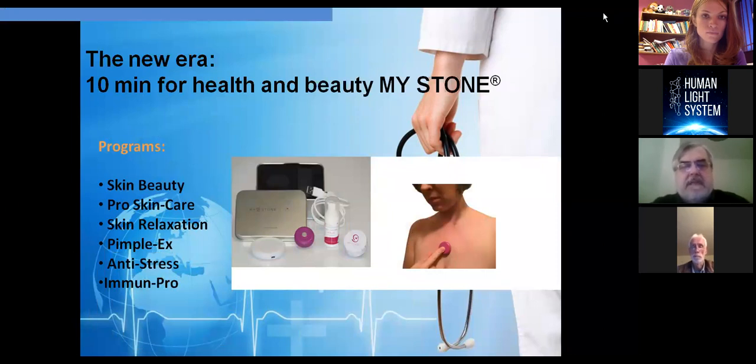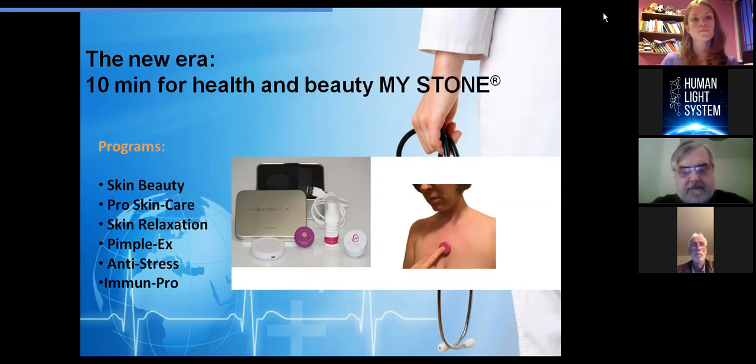We have 6 programs. We have Skin Beauty, Pro Skin Care, Skin Relaxation. The background of these programs is the improvement of the microcirculation. So with the help of these programs, you can improve the activities of different creams, and you can improve the local blood flow and the transportation of different kinds of participants of the biochemical processes in the skin.